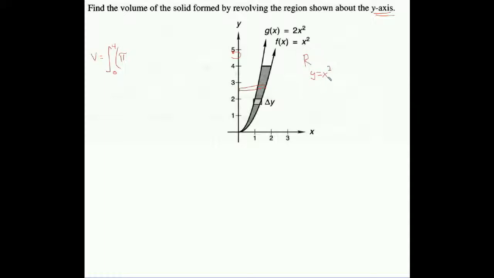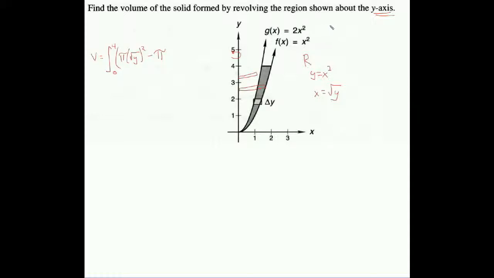We actually have to solve for x, so we take the square root of both sides, and we get x is the square root of y. So that's going to be our larger radius. So the square root of y, squared. And we're going to subtract pi times our smaller radius, which is g of x.